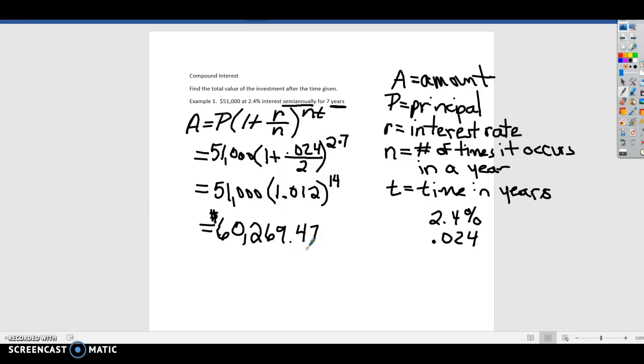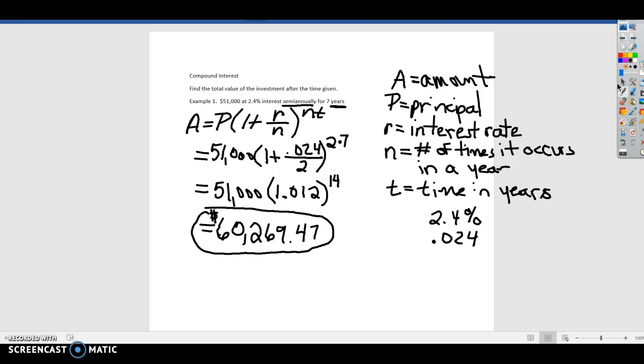Now, does your answer make sense? Find the total value of the investment after the time given. We start with 51,000. We invest it to try to make money, so we want a number bigger than 51,000. So after 7 years, we would have $60,269. So that is a reasonable answer. So I'm going to say that's our amount after 7 years, invested at 2.4% interest semi-annually.